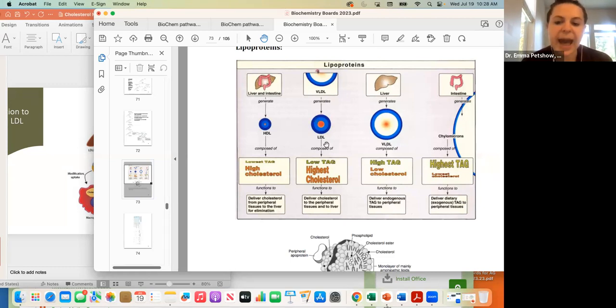We call this the bad one and this the good one because this is how we eliminate cholesterol versus this is how we deliver it to tissues for storage. So that's why LDL gets the bad rap. But really, LDL is the reason why our tissues that need cholesterol get it. So neither is bad or good. But when we talk about pathology, we typically associate this number being more dangerous because it means you have a higher amount of fat and cholesterol circulating.